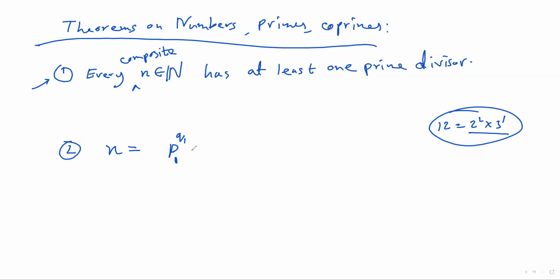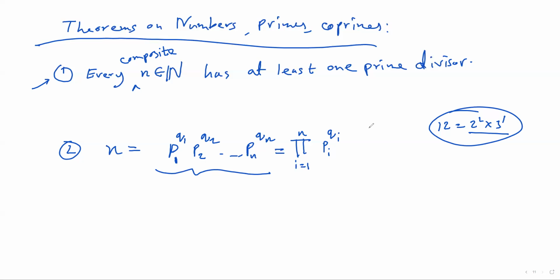So any composite number can be written as some P1 to the power Q1 times some P2 to the power Q2, and maybe it has n number of prime divisors. And the idea is all the Pi's are different. There is no repetition. And instead of writing this entire expression, we can just write the product from i equals 1 to n of Pi to the power Qi. So this is a form that any composite number can take.